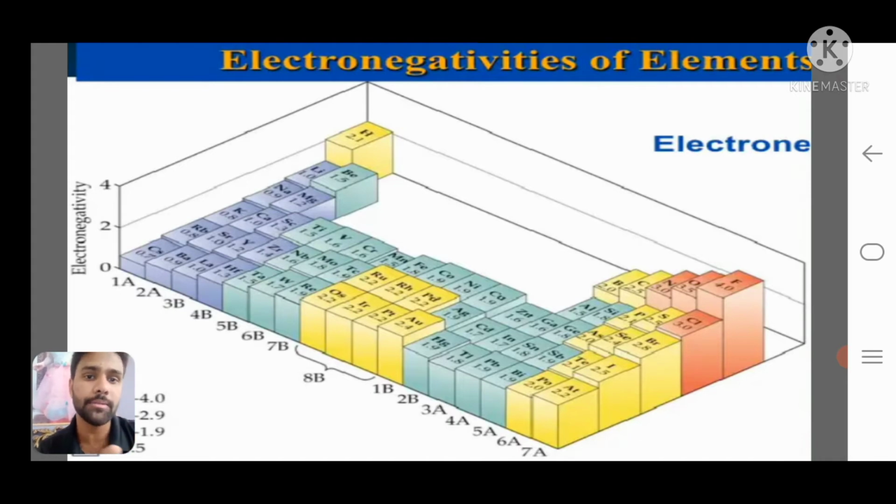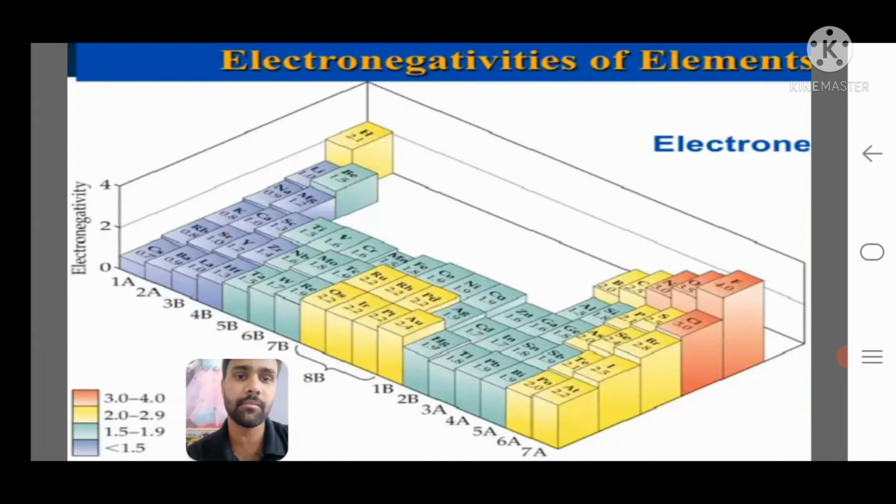The yellow color elements have electronegativity between 2 to 2.9, and the orange color indicates the most electronegative: fluorine, chlorine, oxygen and nitrogen. In the periodic table, these elements have the highest electronegativity, up to 4.